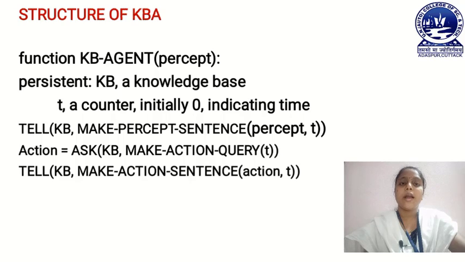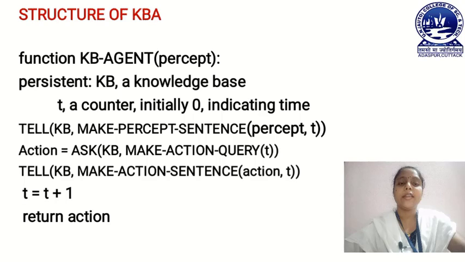Then next, the tell operation calls the make action sentence function, and this function returns a sentence which tells which action is chosen or selected and executed. Then next, the T value is incremented by 1 for the next percept or the next input. Then finally, it returns the action which is selected and performed on the environment through its actuator. This is the structure of our knowledge based agent.